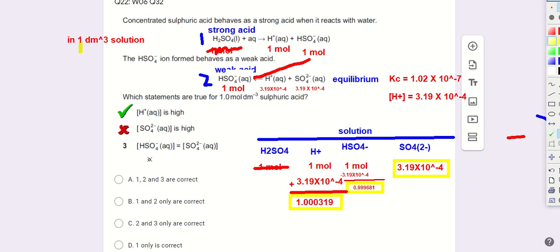Now let's look at number 3. They say the concentration of hydrogen sulfate ion and the concentration of sulfate ion should be the same, equal. So let's look at these two. Are they the same? No, not the same. One is close to 1, and this is very low, 3.19 times 10 to the power negative 4. So this is not correct. So the answer to this question is D. Only one is correct.